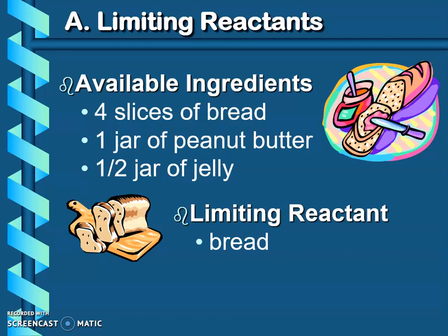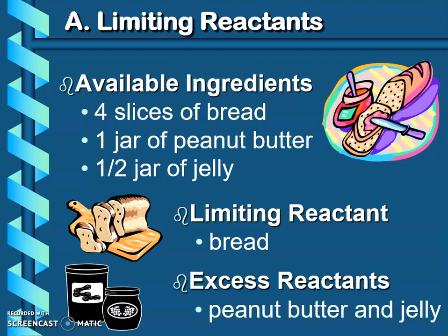I have an entire jar of peanut butter, so I've got plenty of peanut butter, especially since I only like a little tiny bit of peanut butter on my PB&Js. And I've got half of a jar of jelly. I can probably make 6 sandwiches with half of a jar of jelly, so that's plenty of jelly. What I'm going to run out of is bread. I don't have enough bread to make more sandwiches.